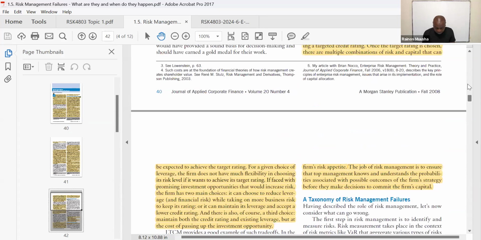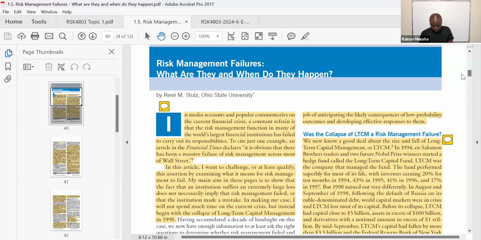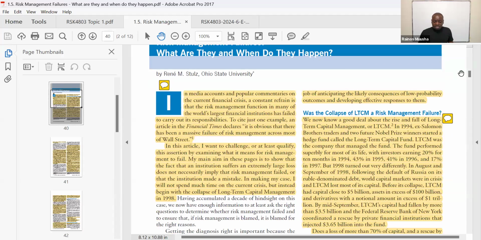Now, going back to the beginning of the article, remember we said this article is based on LTCM, and yet they say, in media accounts and popular commentaries on the current financial crisis, a constant refrain is that the risk management function in many of the world's largest financial institutions has failed to carry out its responsibilities.